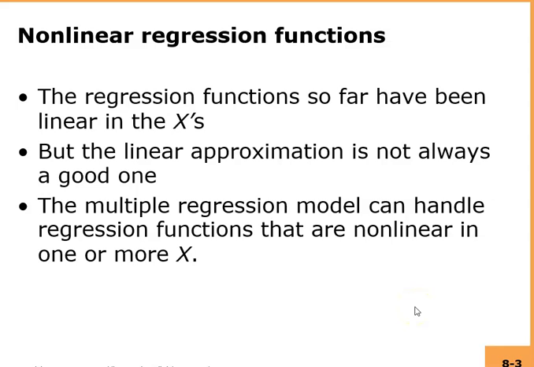So far we have looked at linear functions mostly when we have been dealing with ordinary least squares, but the linear approximation is not always a good one, and that is simply because some relationships between two variables might not be linear at all. So if you look at the relationship between income and education, maybe that's not a truly linear relationship, and in that case a multiple regression model can handle regression functions which are non-linear in nature as well.